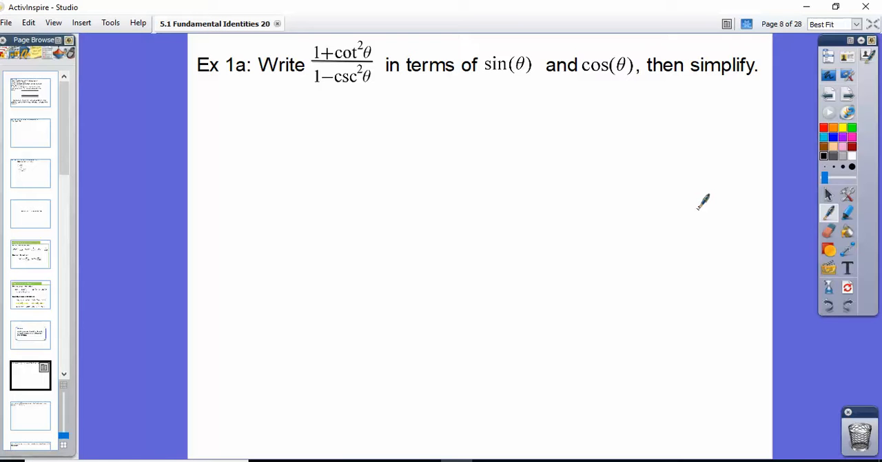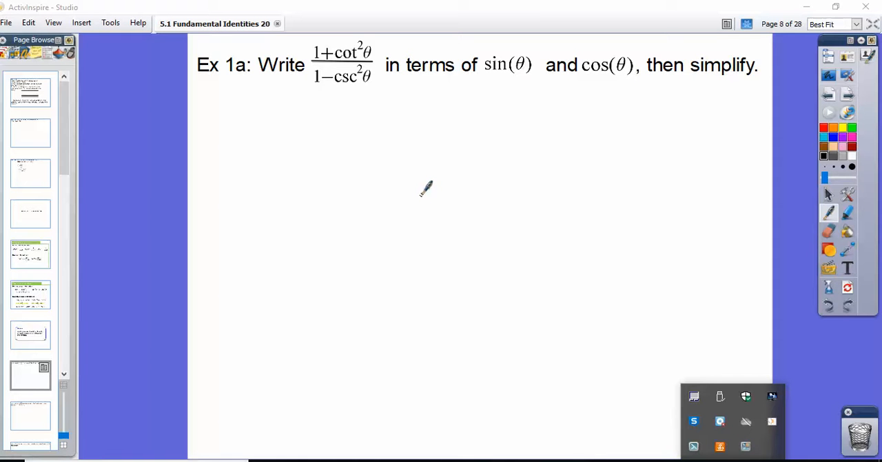Over 1 minus cosecant squared theta. I want to simplify this. So I can draw. Now we're going to see there are oftentimes multiple ways to do these problems. In other words, you have to show me work. Your answer on problems like this isn't necessarily just your final answer. It's the steps you take to get there. So more work is better. I can't give you credit for what's going on in your head. You have to write it down so I can see it.